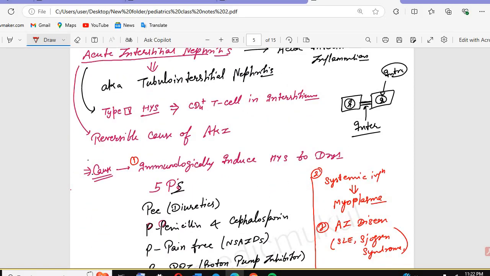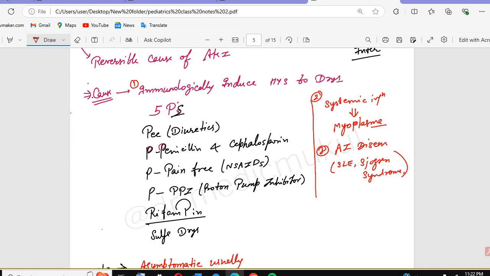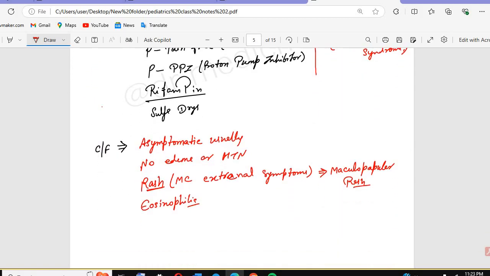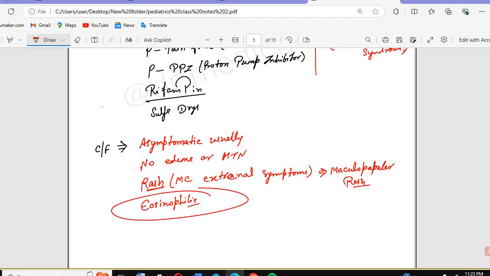The cause, remember, is immunologically induced hypersensitivity to drugs, like the 5 P's: diuretics, penicillin and cephalosporin, pain-free drugs like NSAIDs, PPIs like proton pump inhibitors, rifampin, and sulfur drugs. The clinical features: usually asymptomatic, no edema or hypertension. The most common extra-renal symptoms are maculopapular rash and eosinophilia. Along with that, you will see azotemia also.